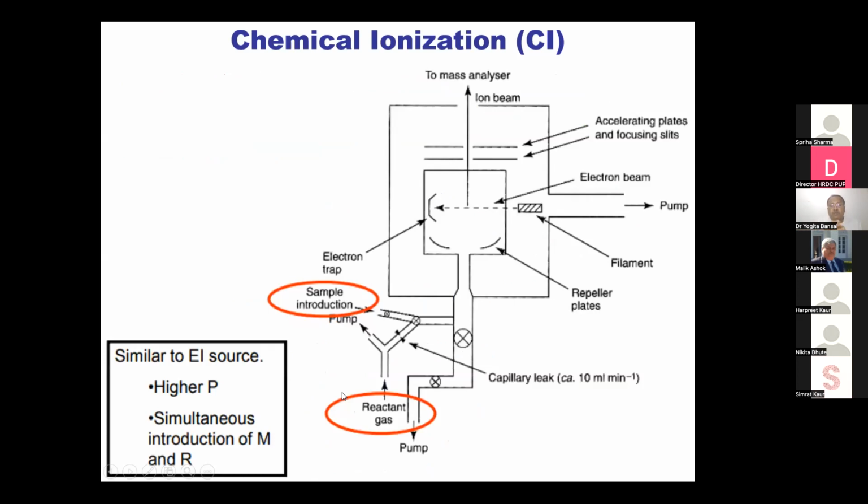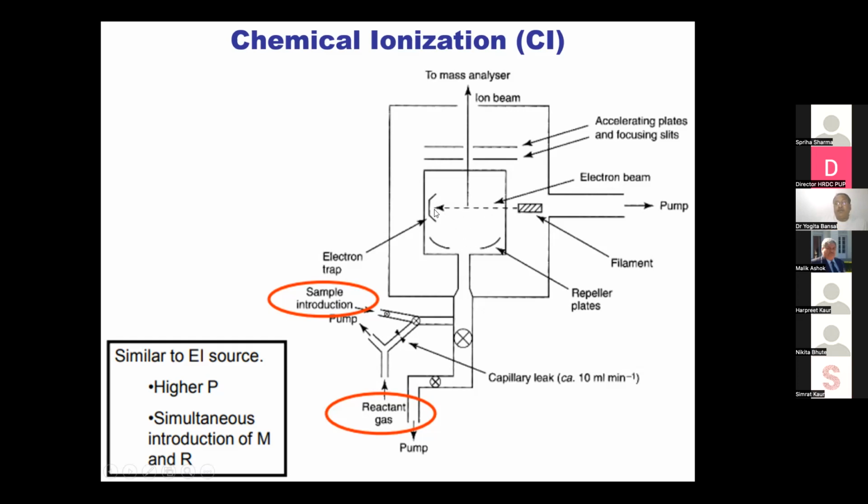So this is how the chemical ionization mode works. See here, we have a reactant gas, which is usually methane. Other than methane, we can also use ammonia or isobutane. And here is the sample which is introduced. So first the gas is introduced into the chamber.